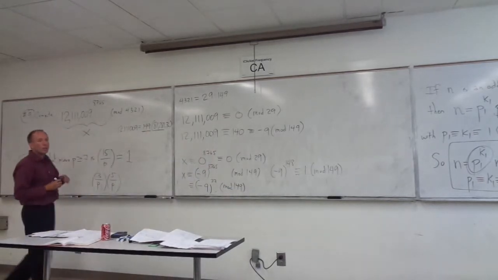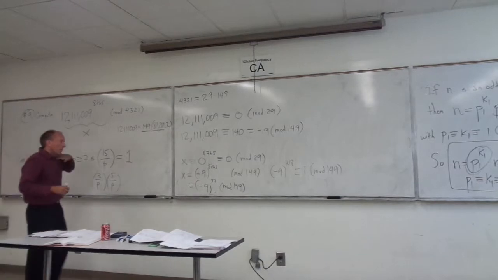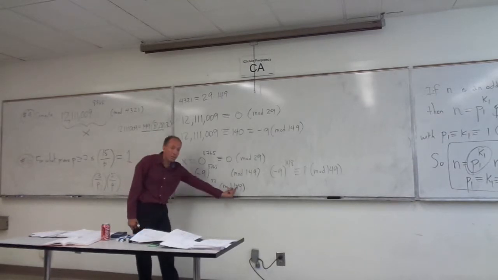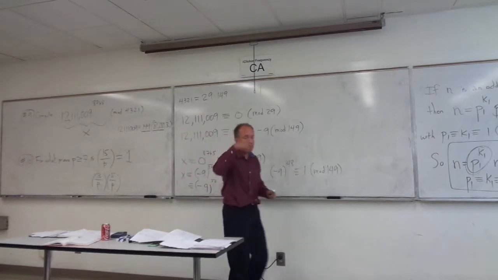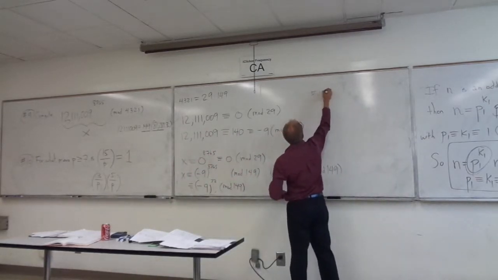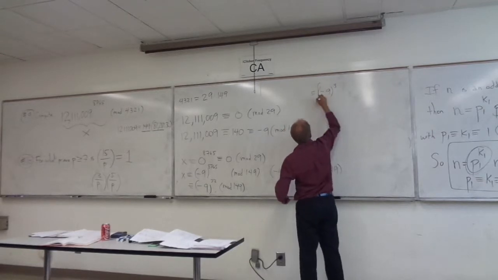Okay, and now you just have to start calculating some powers of negative 9. There's no other way to do it. Probably I would cube this thing first and reduce it, mod 149. So as you're taking powers, you want to reduce as you go. So this is congruent to negative 9 cubed to the 11.